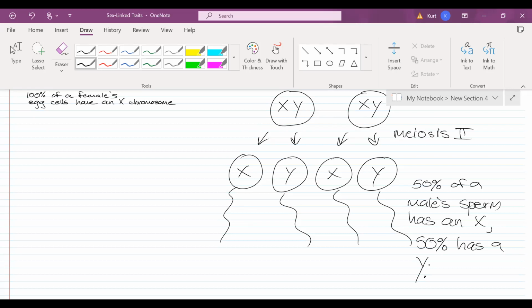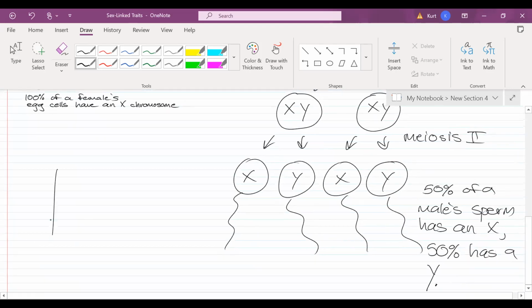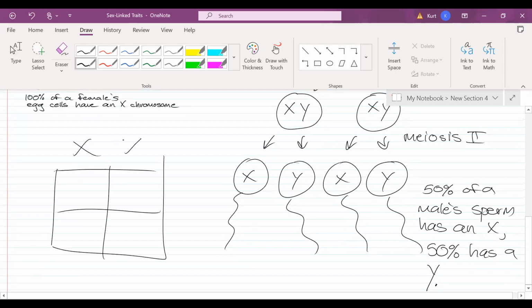So males, all of you right now, 50% of your sperm carry an X, 50% of your sperm carry a Y. Your father determines your gender. It can be broken down as basically with a Punnett square.